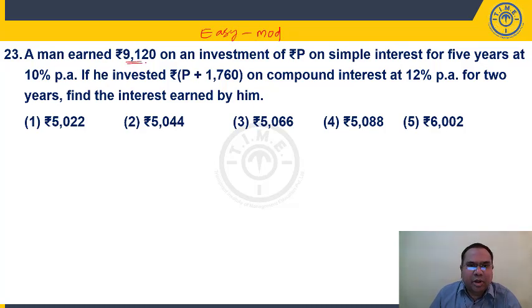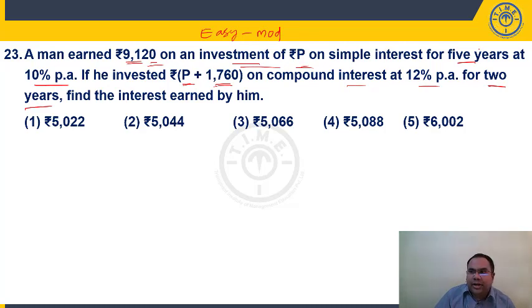A man earned rupees 9,120 on an investment of P on simple interest for 5 years at 10% per annum. If he invested P plus 1760 rupees on compound interest at 12% per annum for 2 years, find the interest earned by him. Now, for 10% for 1 year, 5 years means what is the interest he is getting? 50%. So 50% is 9120 under simple interest. 100% how much? Double, 18,240.